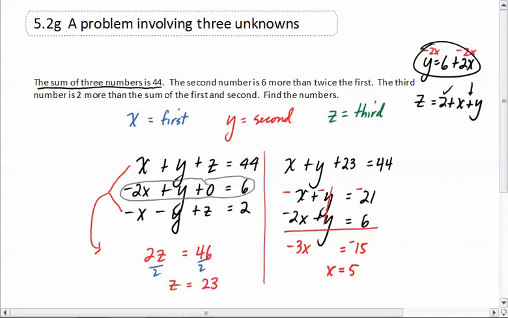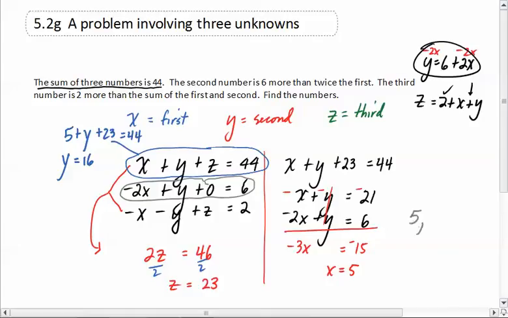Now, I'm going to go back into the top equation up here and refer back to the very first sentence that the sum of three numbers is 44. So I'm going to say 5 plus y plus 23 would have to be 44. And I see that y then would have to be 16. Okay, so my three numbers are 5, 16, and 23. There are my three numbers.